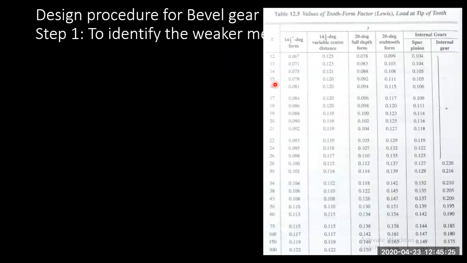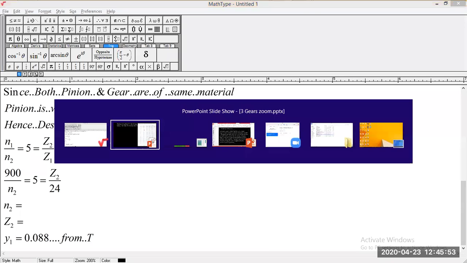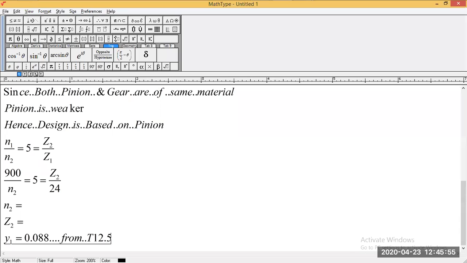Right. Y1, Z1 is 14. So for 20-degree full depth form, it is 0.088. So we can just take this value from here. Since the number of teeth is given as 14, take 0.088. This is from the table, 12.5, again for Z1 equals 14.